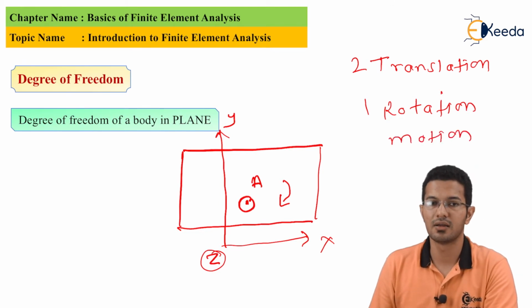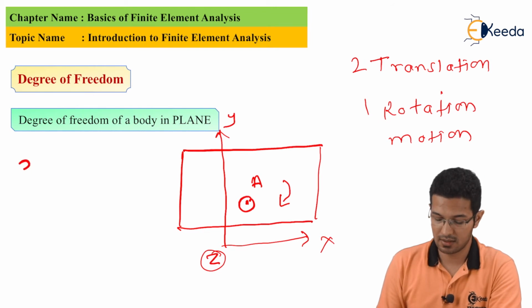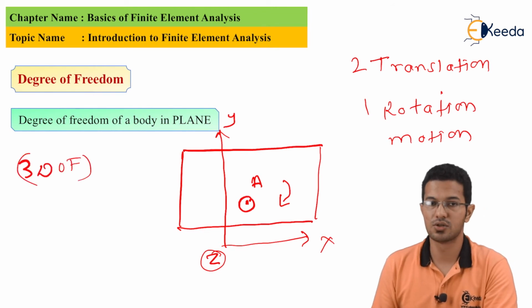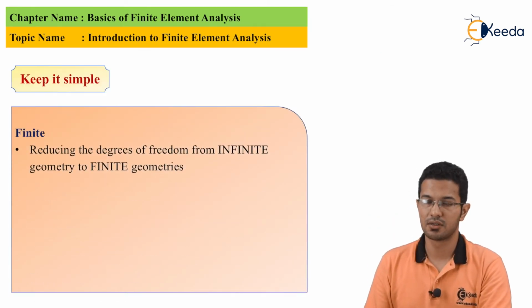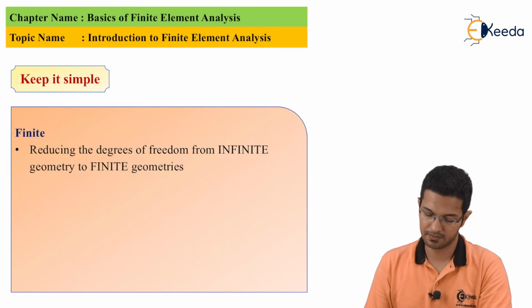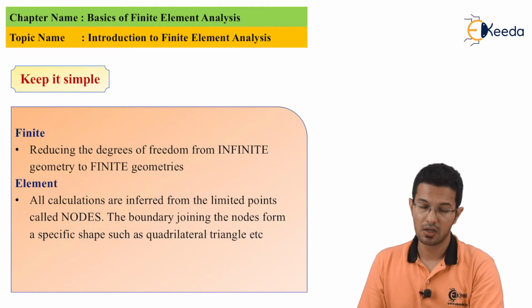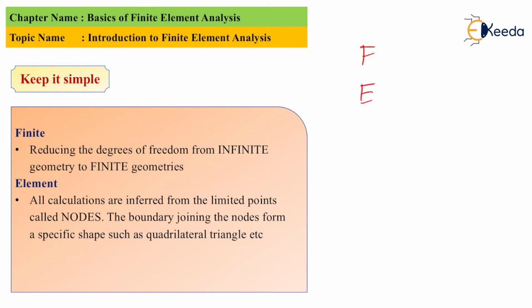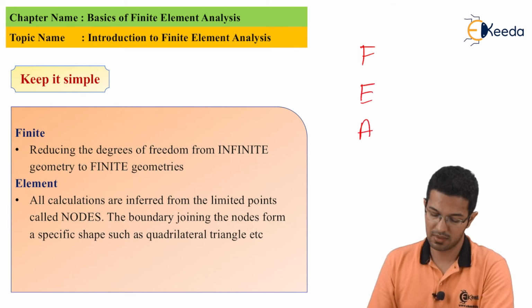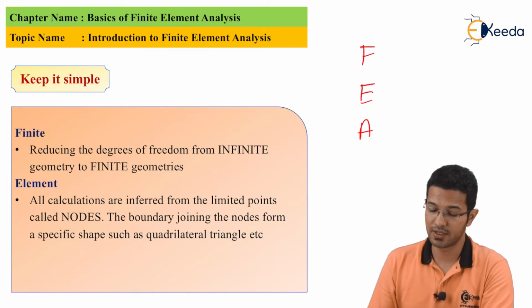So in total, I am having 3 degrees of freedom. So I can say that for a point in a plane, the point always has 3 degrees of freedom. So let's look at another definition for finite elemental analysis. If we go for the point, so if I talk about finite, finite means nothing but reducing the degrees of freedom from infinite geometries to finite geometries.